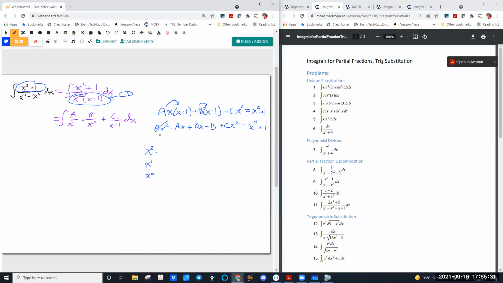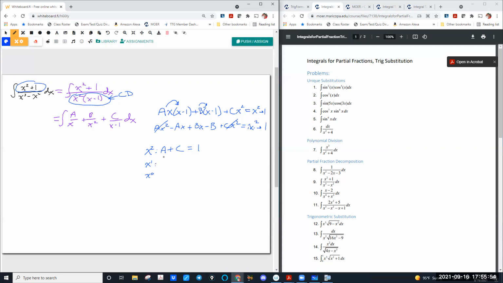X squared terms, we have a plus c equals, and we have an x squared over here, right? That means it's going to be equal to 1. I'm writing the x squared out here instead of writing ax squared plus cx squared equals x squared. That's all that this is really. It's a way of organizing it.